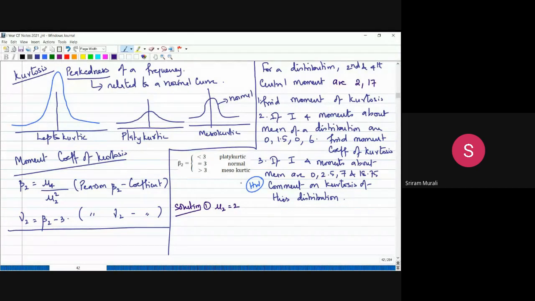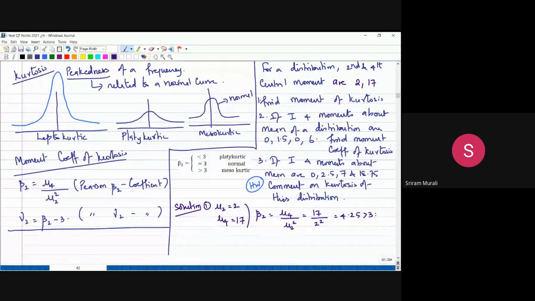The second moment is the variance, and the fourth moment, for kurtosis, is equal to 17. They are asking for the moment coefficient of kurtosis. Beta 2 is equal to mu4 divided by mu2 square. 17 divided by 2 square is equal to 4.25, which is greater than 3.